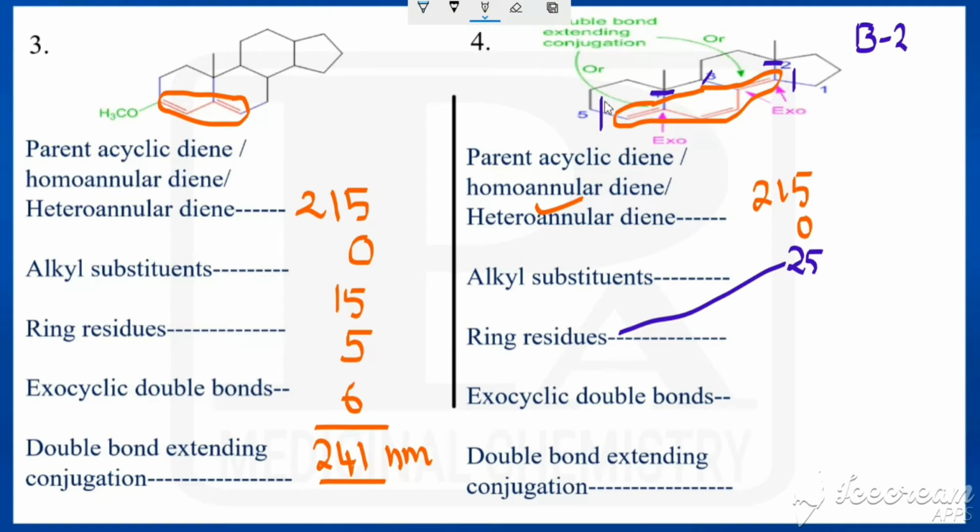Now for this ring, this is A, this is B, C, D. For A ring, it is not having any exocyclic double bond. For B ring, this is exocyclic, this is exocyclic. That's why for B ring, 2 exocyclic double bonds. For C ring, it is not having any exocyclic, whereas for D, this would be exocyclic. For D, it is 1. So totally how many exocyclic double bonds are there? 3 exocyclic double bonds are there. For 1, it is 5. For 3, it is 15.